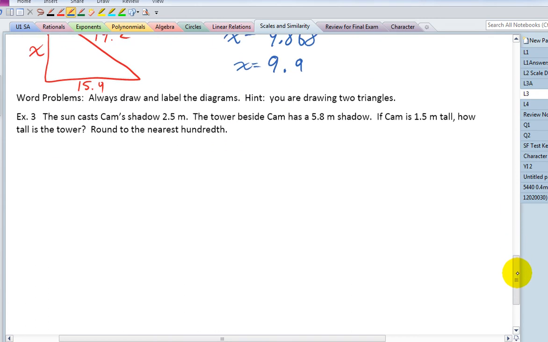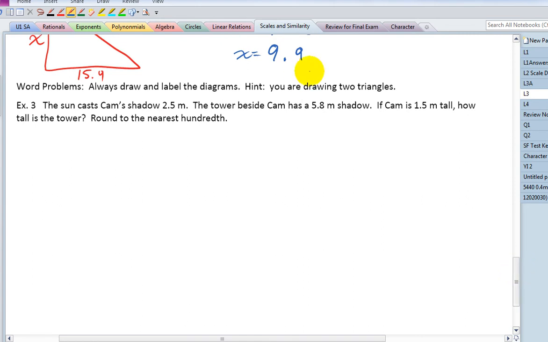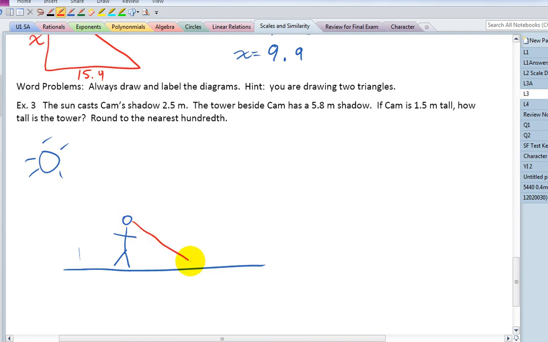Okay, next one, word problems. Always draw diagrams, but for today they'll be given to you in the textbook. So there's the sun shining down on Earth. There's Earth. Here's poor Cam. Stopped going to class in grade 12. Failed out. Horrible situation. His shadow's on the ground because he's so depressed about doing so poorly. And his shadow is not here. It's not suspended in air. It's on the ground, 2.5 meters.